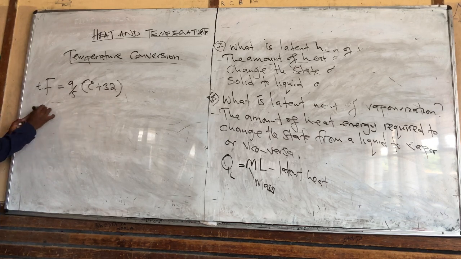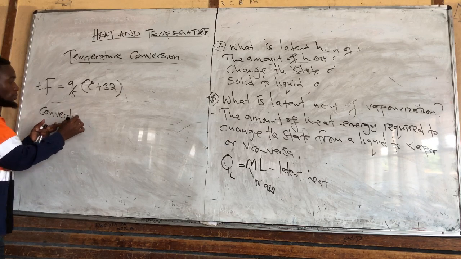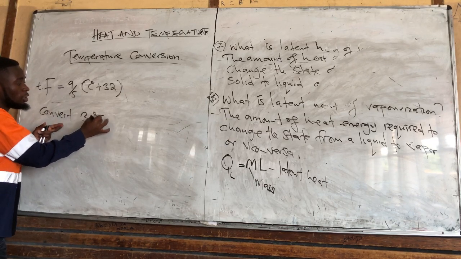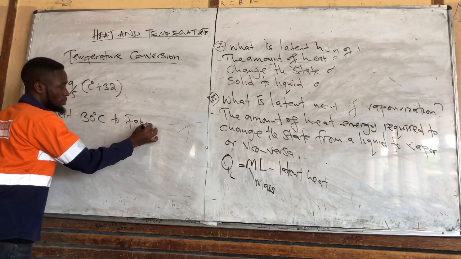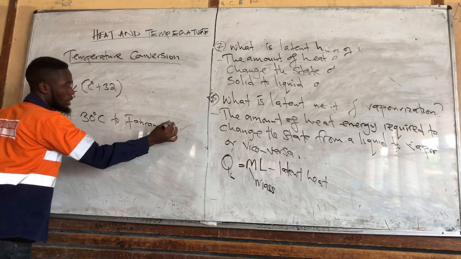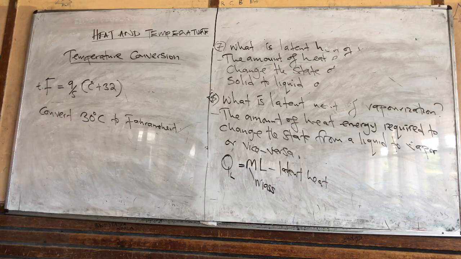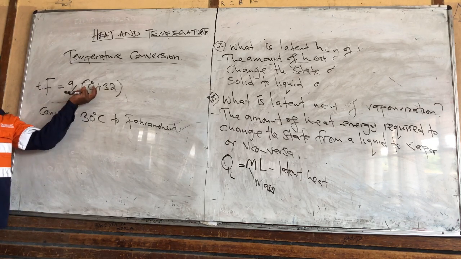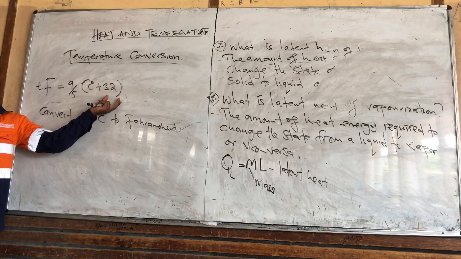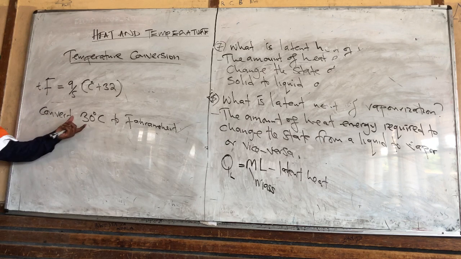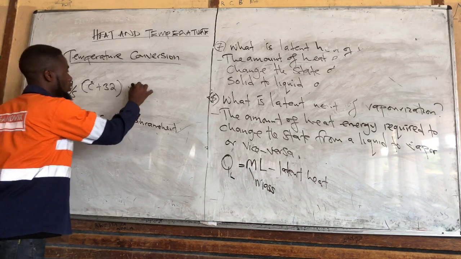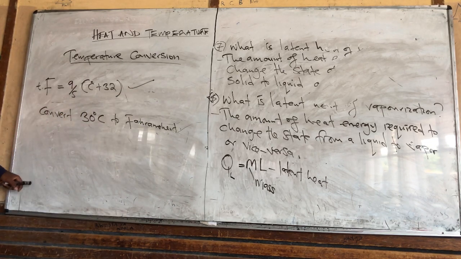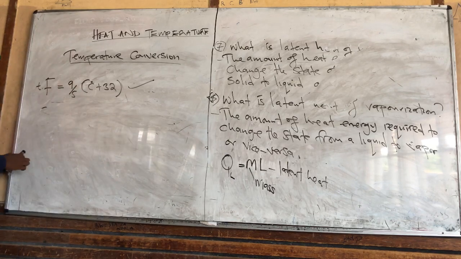For example, convert 30 degrees Celsius to Fahrenheit. You just put the 30 where there's a C here, and when you do the mathematics, the answer will be in Fahrenheit. When you add them, then 9 over 5, that will be the answer. So this is the first formula here. You have to know it.